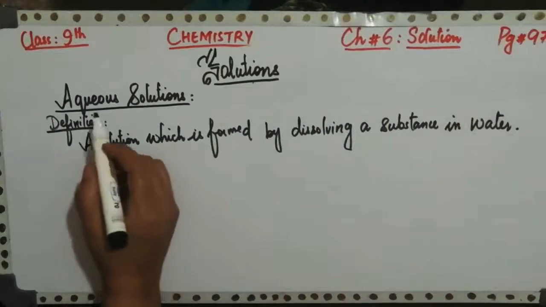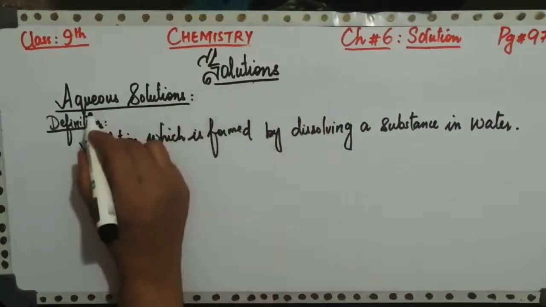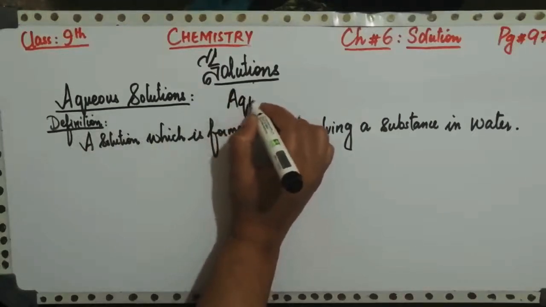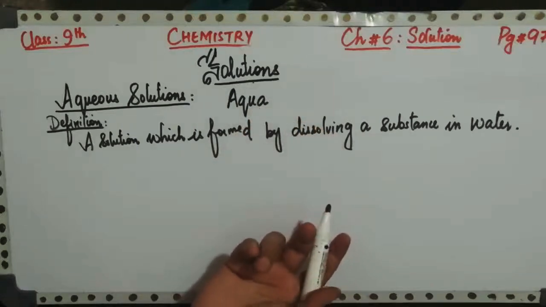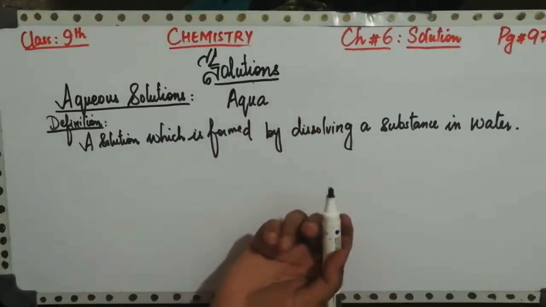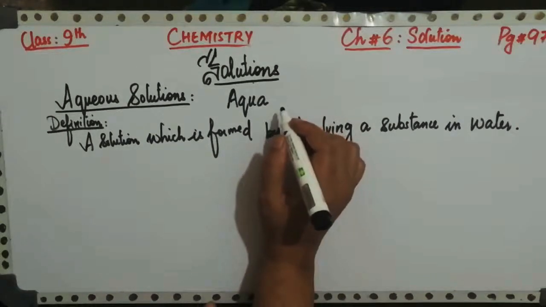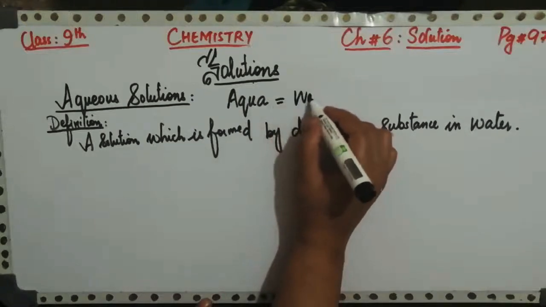Because the word aqueous, what is it derived from? It is derived from the word aqua. Okay, Aquafina, I think we are familiar with this mineral water. So the aqueous word is taken from the word aqua, which means water.